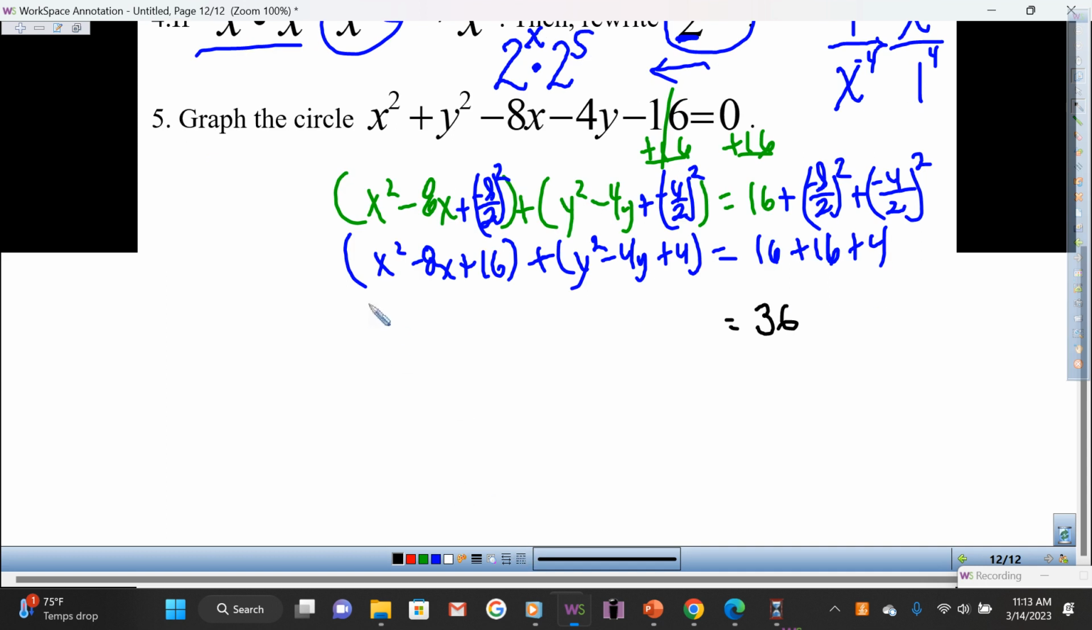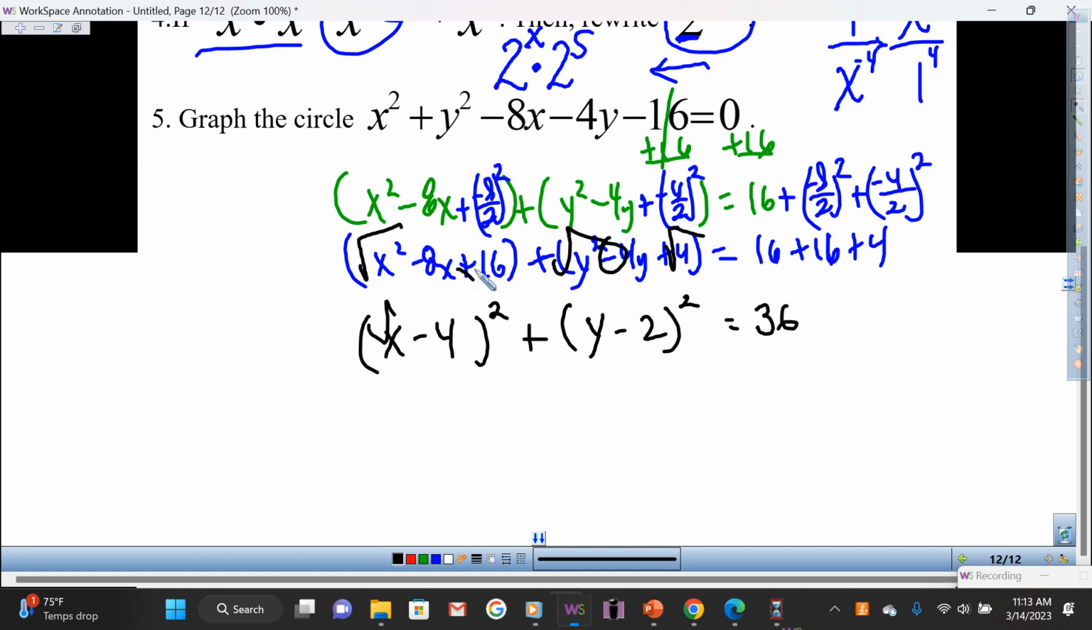All right, help me out with this one, Joel. Factors of this one. X minus 4 squared plus, how about this one? Y minus 2. Yeah, so square root of this, sign of the middle, square root of this, sign of the middle. That's how we get that.